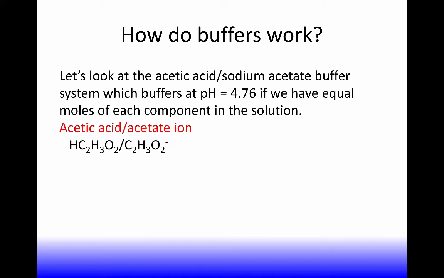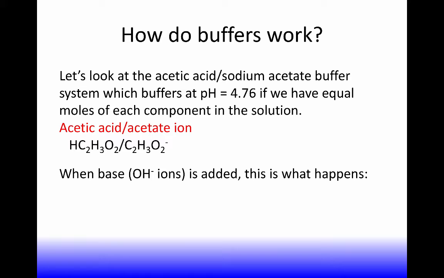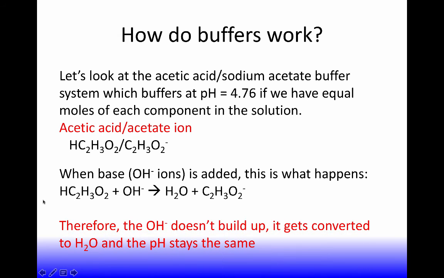Now, the buffer we're using is acetic acid and acetate ion. When we add base, that's hydroxide ions, this is what happens. The hydroxide ions react with the hydrogen ion of the acetic acid. So instead of hydroxide ions building up, they get converted to water, and we just make more of the acetate ion. Remember, pH is going to change if the number of hydrogen ions or hydroxide ions changes in solution. This prevents that from happening very much. So because OH- doesn't build up, it gets converted to water, pH stays pretty much the same.